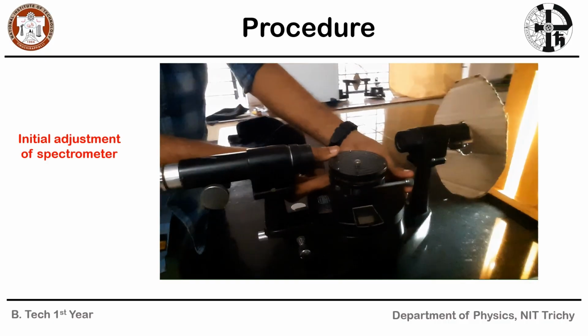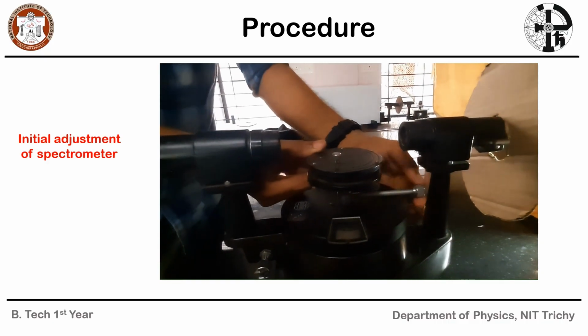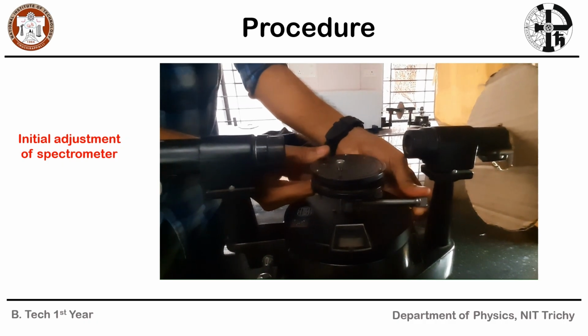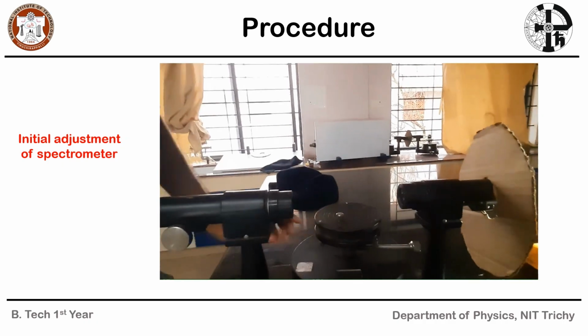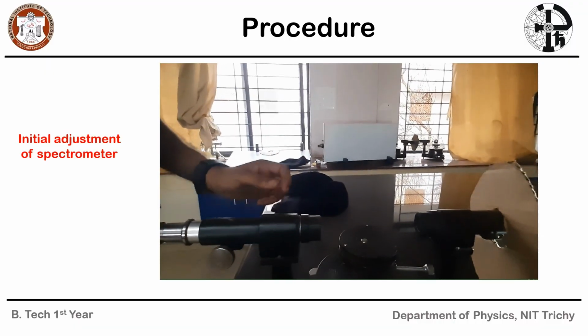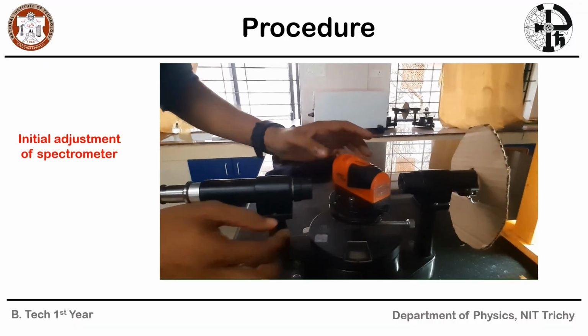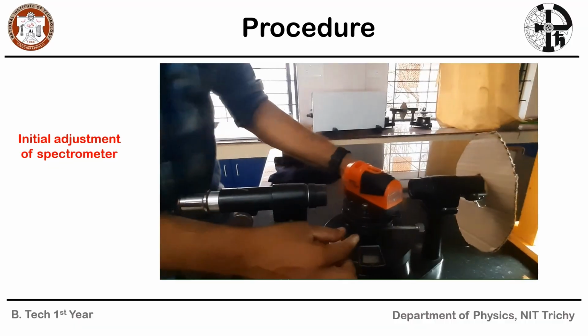The last part is setting the table. To fix the table with using this screw, place the spirit level on top of the table. Then you adjust the level of the table.